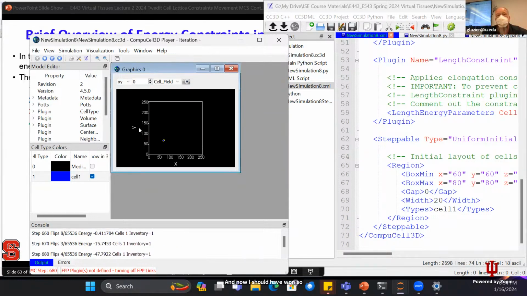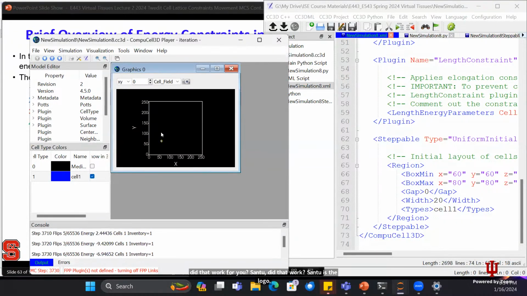Okay. Were people able to get through that? Anybody have trouble with that? Jonathan, did that work for you? Santu, did that work? Santu is logged out. Did it work for you? I'm changing the cell parameters, but yes. Okay, great. Again, once you've done this once or twice, it becomes relatively quick to do it. The first 2 times you do it, of course, it takes a little more effort.